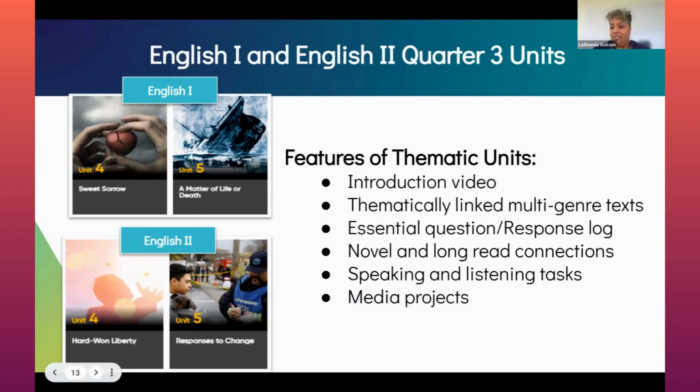So these thematic units include an instruction video and activities that go along with that video, and an essential question that is introduced at the beginning of the unit that is on a response log that students will complete after they read each selection. Also included are novel and long read connections, speaking and listening tasks, media projects. So students are reading and writing, and everything is thematically linked to that essential question and the unit topic.